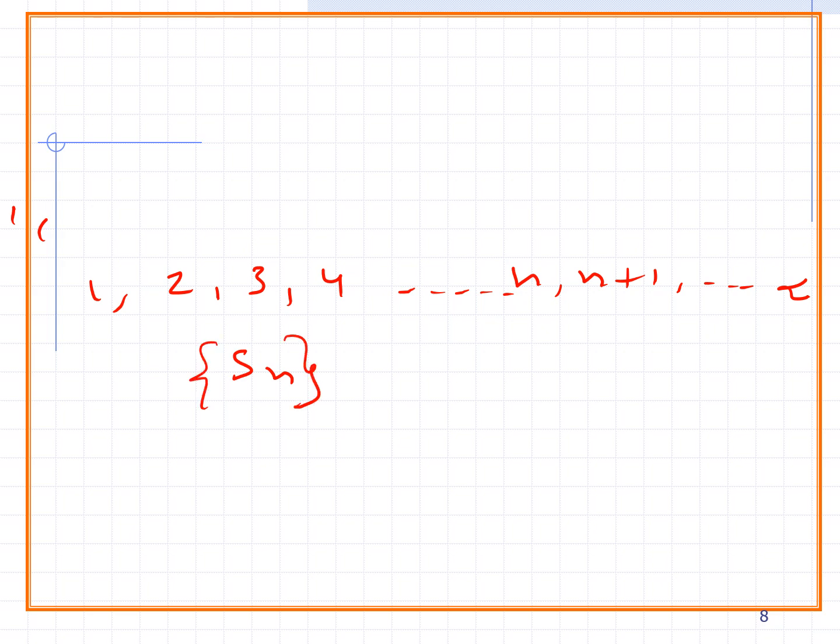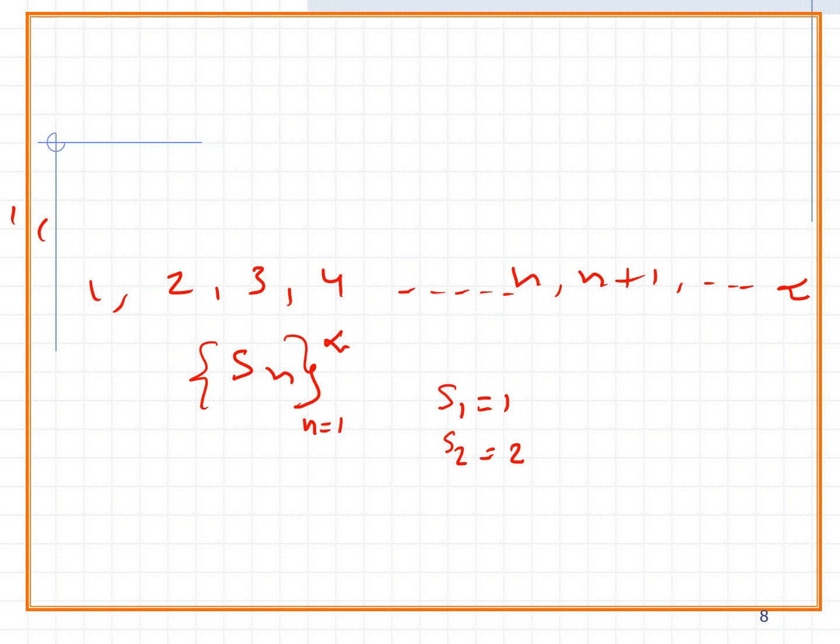How can we write this sequence? Here you write n equal to 1 to infinity. If you put n equal to 1 in Sn, you get S1. S1 means the first term value. S2 means the second term value, which is 2. You can denote this as the Sn term.